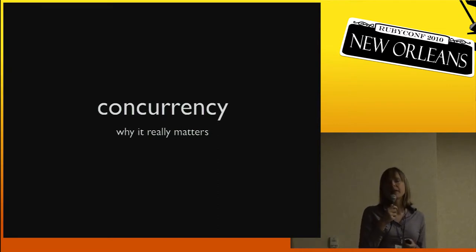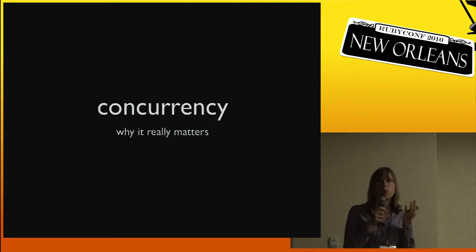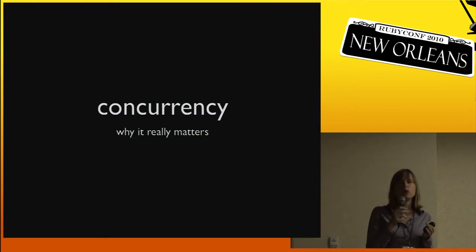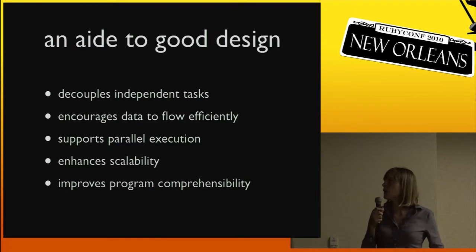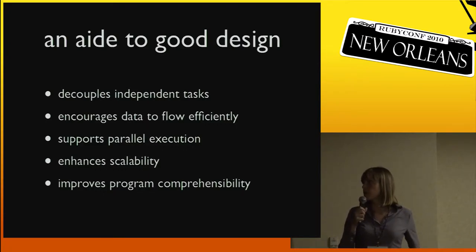But there's another aspect as well. Our world is a concurrent place. Many things happen at once. Your brain works concurrently. When you're driving on the road, you're aware of all the things going on, and you can talk on your phone and walk at the same time. So this is a way of functioning that is kind of natural to us. Thinking about those things can also help you make your design better: decouple independent tasks, work out your data in a way that is decouplable, support parallel execution, and scalability obviously.